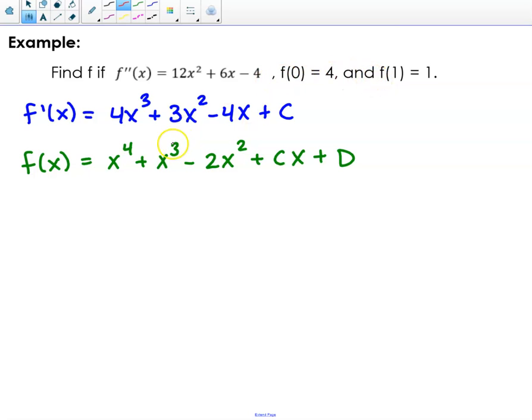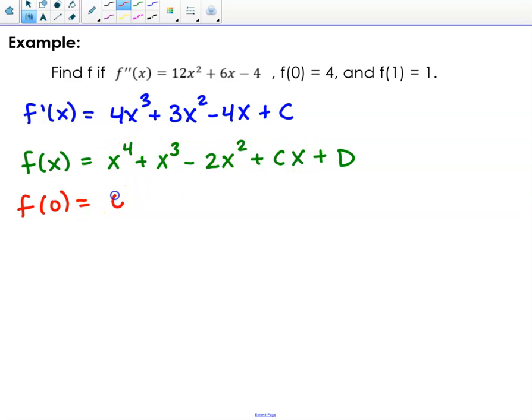Okay, so we want to use f of 0 because if we use f of 1, we're going to end up with a c and a d in the problem, and we don't know what to do with two variables. So let's put a 0 in there so that way we can solve for one variable. So we'll say f of 0 equals, we're going to plug 0 in for all the x's.